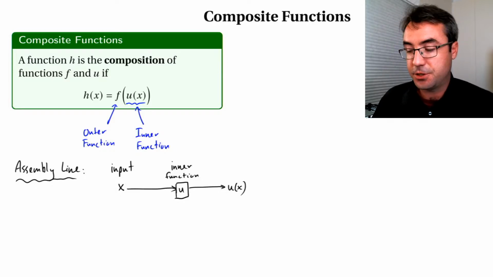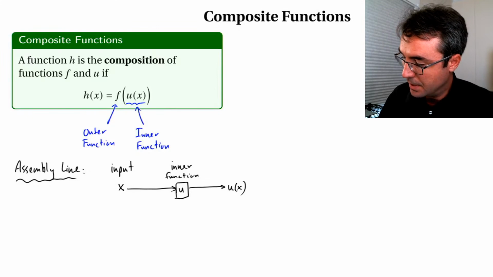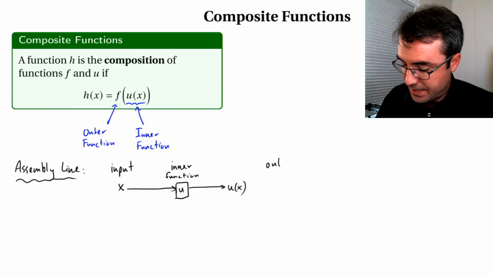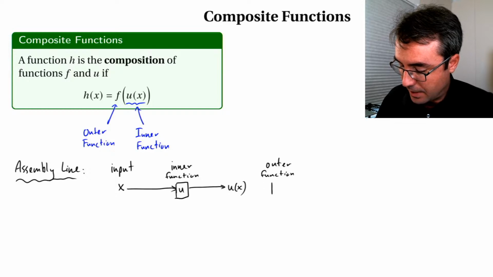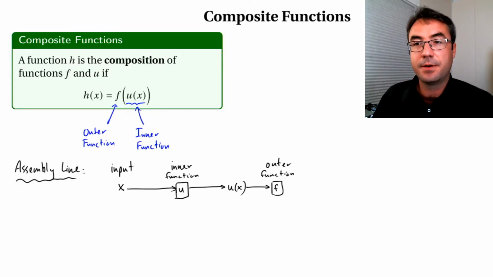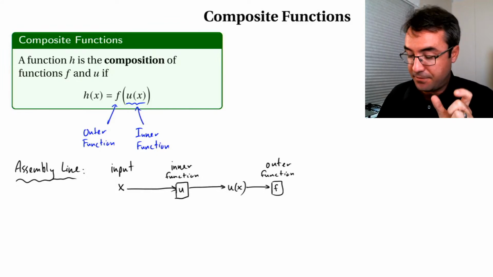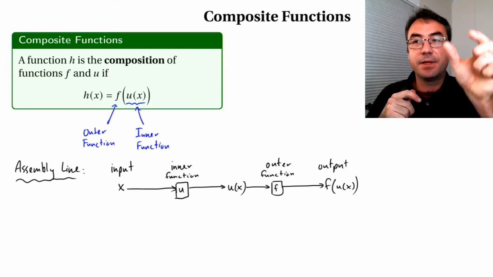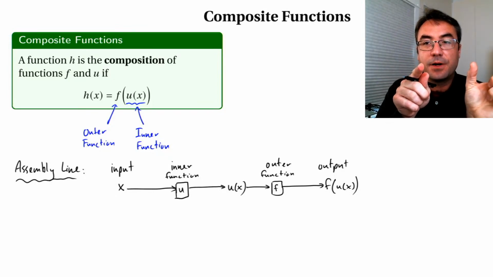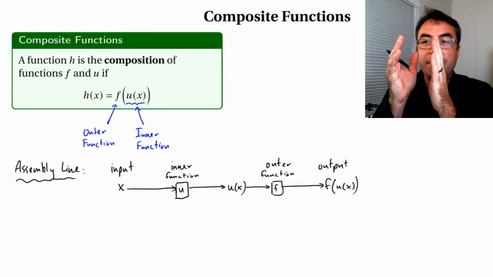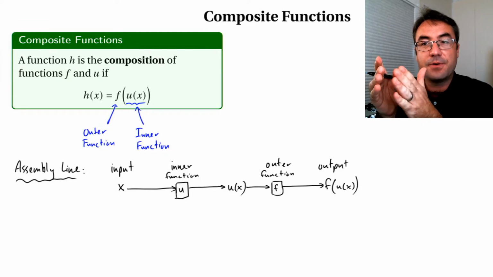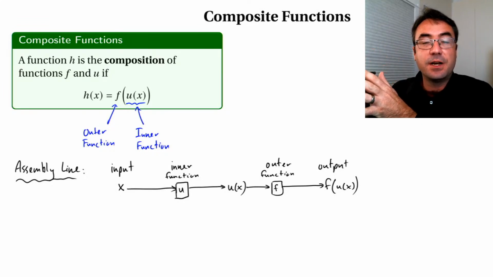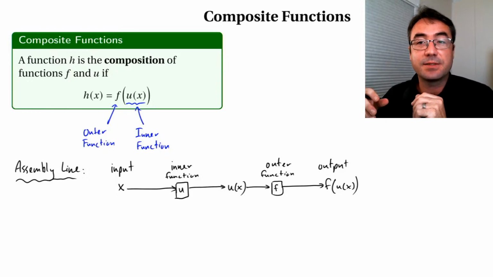So that's the result from our inner function. And then we take that result and we plug it into our outer function. Our outer function is f. So we take that number and plug it into that next function f, and that gives us our final output, which is f of u of x. So think of it like an assembly line. We start with number x. It goes into our inner function. That changes it, gives us u of x. Then we take that result, plug that into function f, our outer function. That does something to it. And then the final result is the output. It's f of u of x.